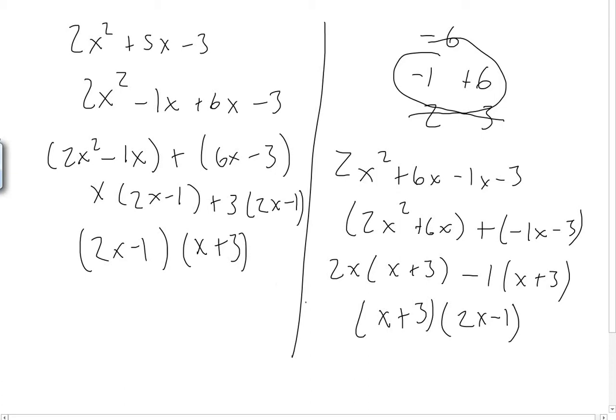Compare that with this one, they're the same. What happens is, because I wrote these factors in different orders, the factors end up in different orders at the end. But 2x minus 1 times x plus 3, and x plus 3 times 2x minus 1, they're the same. So it doesn't matter.